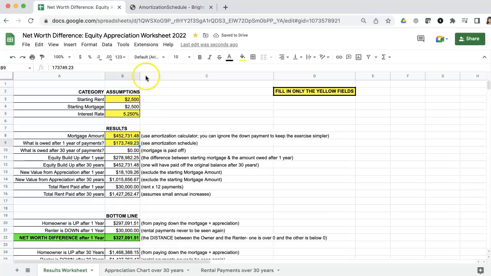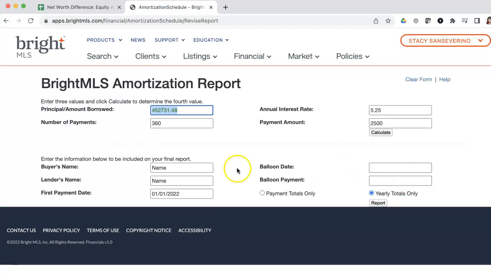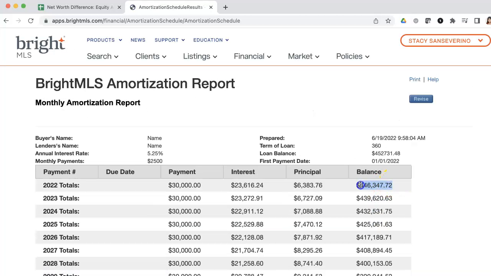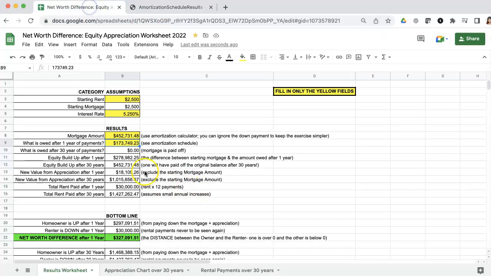And then what is owed after 1 year of payments? So that's where we fill in name. We'll put in the first of the year, hit yearly totals and hit report. And after 1 year, we owe 446,347. So we'll copy and paste that there. After 30 years, we owe 0.